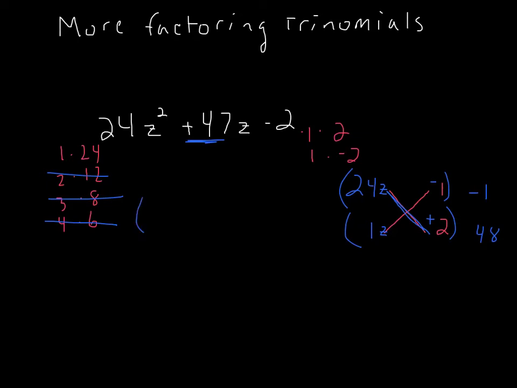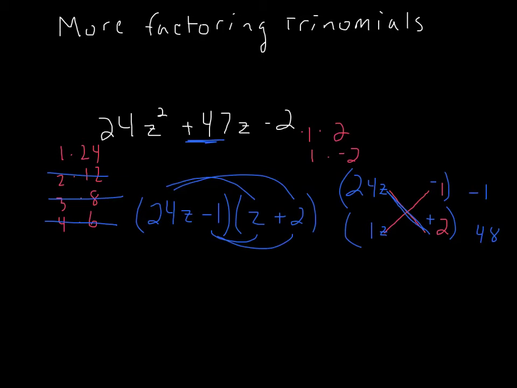So I know my first parenthesis is 24z minus 1, and my other one is z plus 2. That's it. You are now done. Okay, that's your answer right there. If you multiplied it all back out, right, you get 24z squared. That would give you 48z. You got minus 1z, and then minus 2. Put the 48 and minus 1 together, and you got 47.